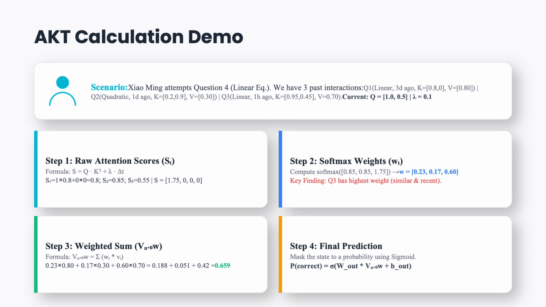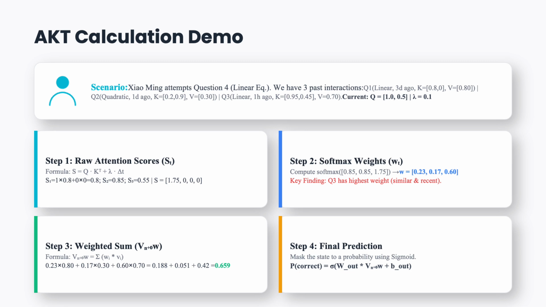Step 2. The match. The model then compares this query vector with the key vectors of all the previous questions, like linear equations, angles, etc. It calculates a similarity score for each.